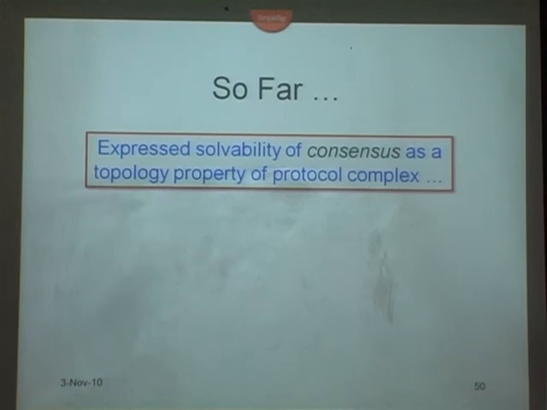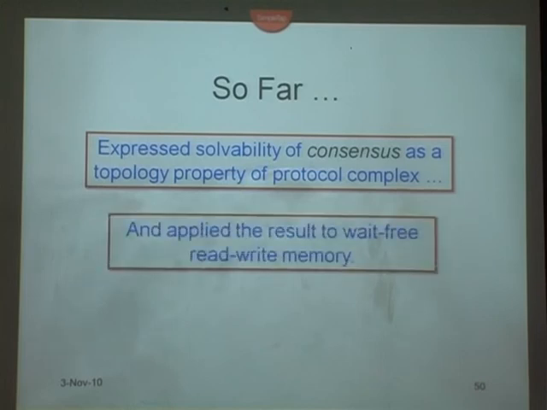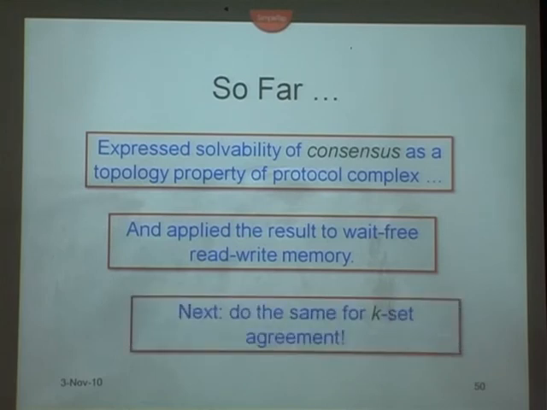So what we're going to do is follow the same pattern that we used for consensus, where we showed that it was a topological property of a protocol complex. And then we applied the result to wait-free read-write memory as an example. So we're going to do the same pattern where I'm going to give you a general abstract combinatorial property and then show that it applies to read-write memory.